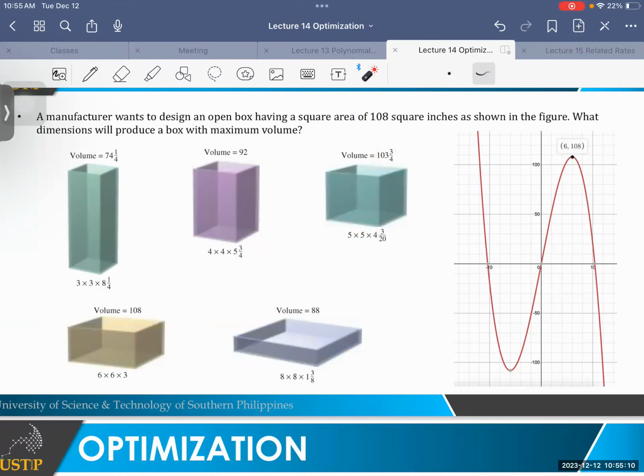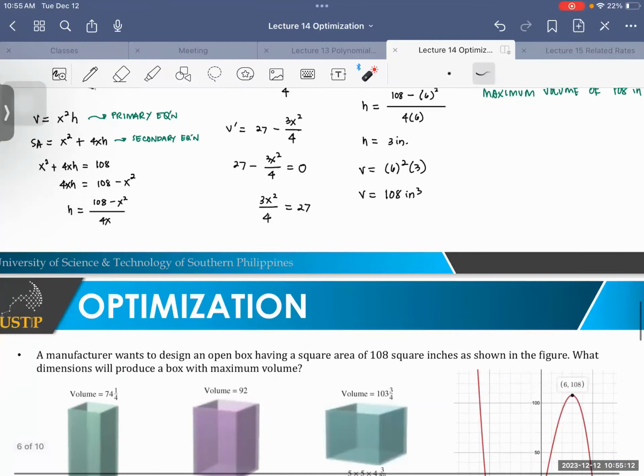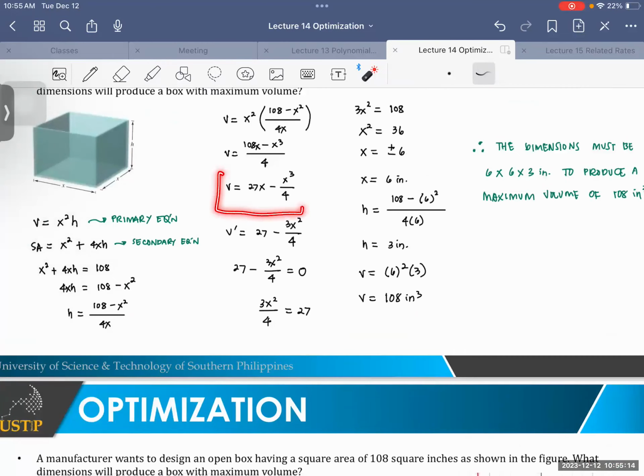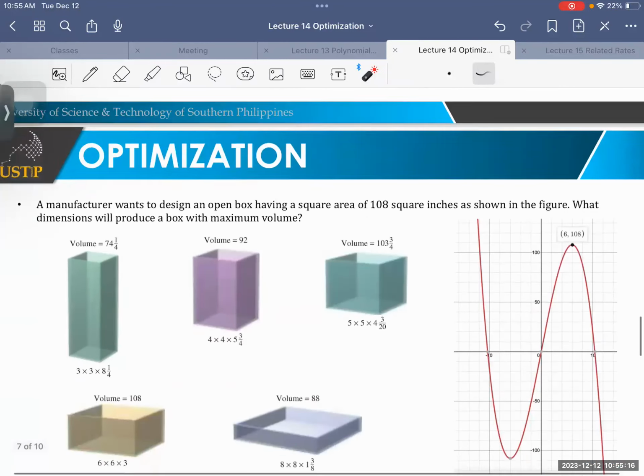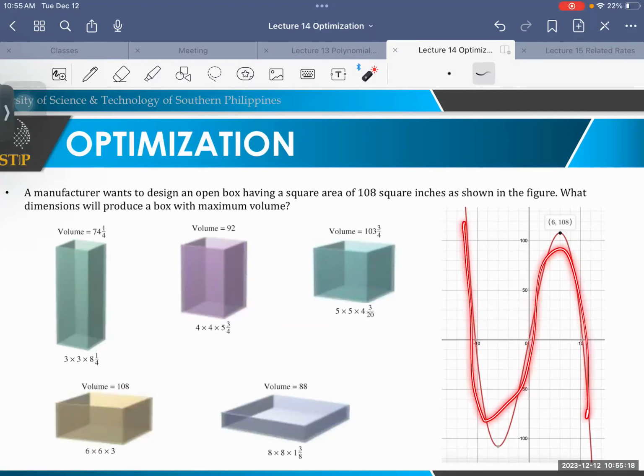Okay, so if we graph this equation for volume, this is the result. But what we consider, of course, is the first quadrant, the positive values. So, we can see now, class, the maximum volume is at x equal to 6. The 6 is the x, and 108 is the volume value.